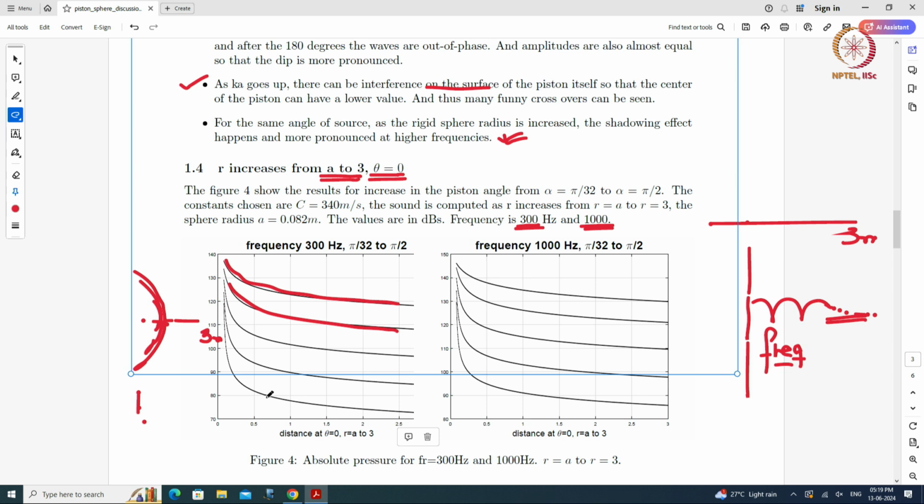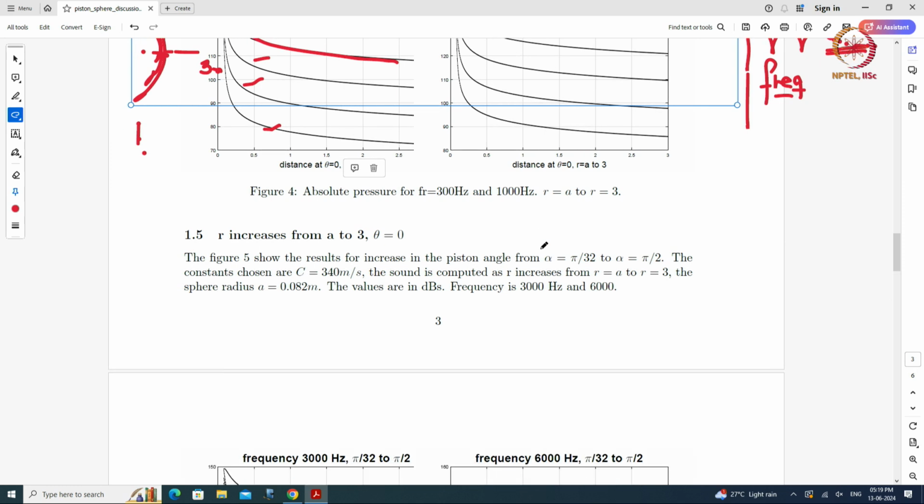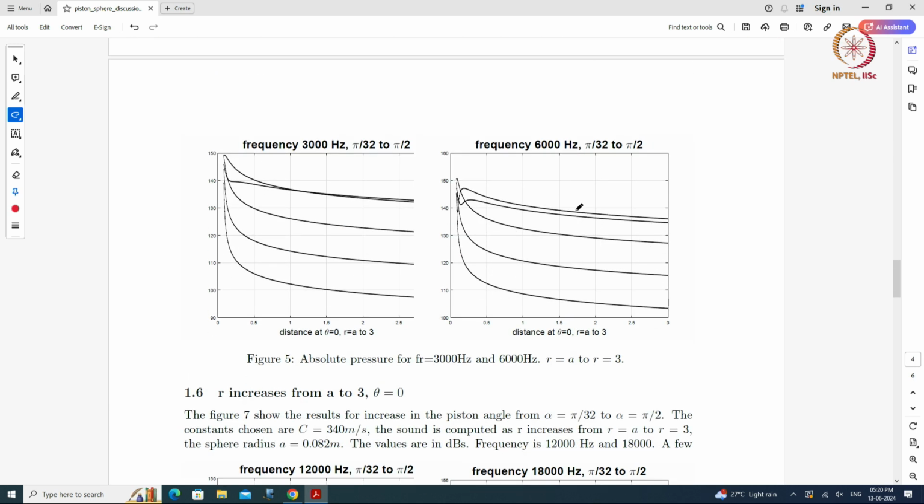Okay, for each increment in the radiator size, the pressure goes up, fine, but from the surface of the radiator you see a 1 over R type decay at theta equal to 0 for low frequencies. Now if we move from 300 and 1000 to higher frequencies, the 3000 and 6000, let us say. So we have 3000 hertz on the left, 6000 hertz on the right. I am moving from A to 3 meters.